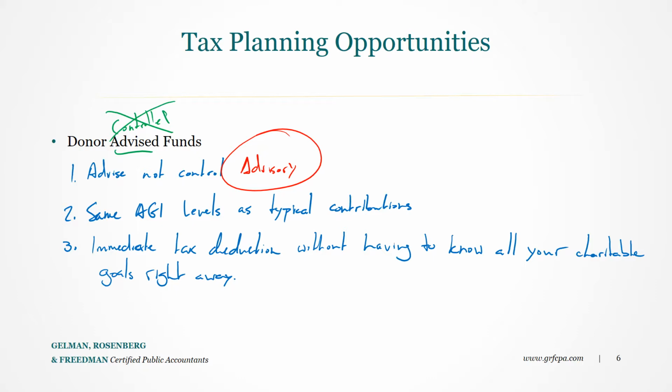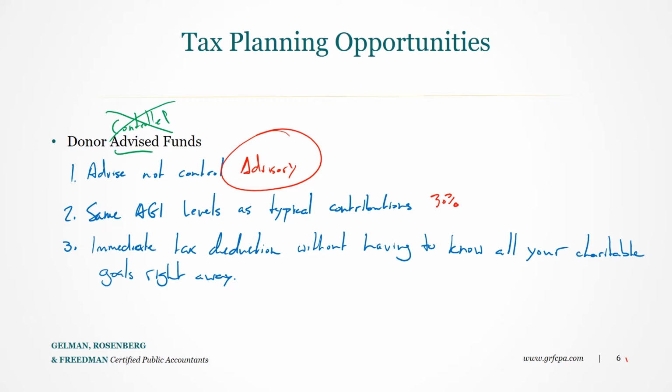The second point you need to be aware of is that the deduction limits are the same as a typical public charity. So the AGI limitations of 50%, or 30% for a capital gain, or 60% for cash contributions, which we discussed in the earlier section of this lecture, all apply the same as they would for a regular charity.